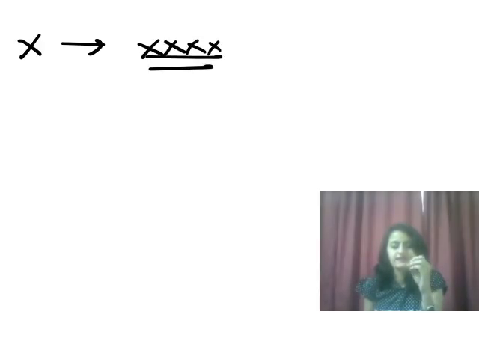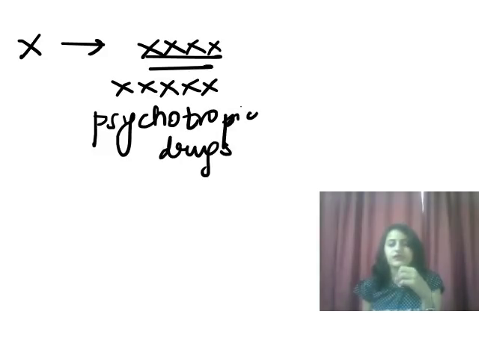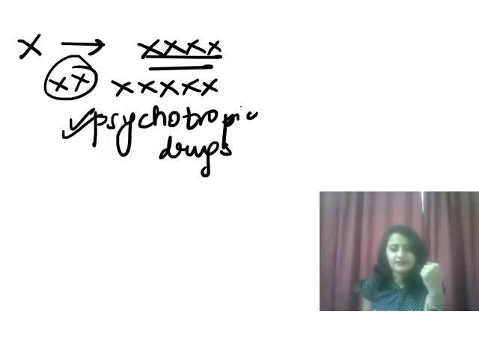The next is schedule X. So X is something that is absolutely not recommended to be taken. These are psychotropic drugs. So in India, this schedule is the most strict. You need to maintain documents similar to schedule H, but schedule X is more strict. It requires a prescription and maintenance of documents, then only these drugs can be sold. So X is XX, that is absolutely contraindicated drugs like psychotropic drugs.